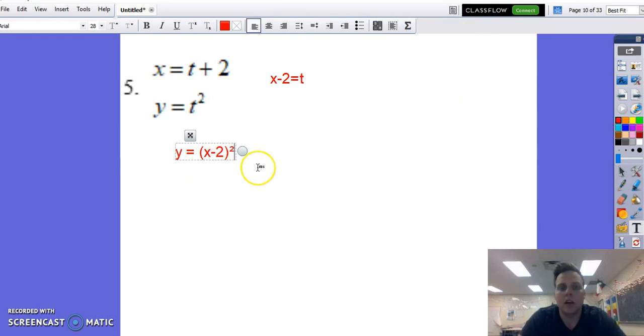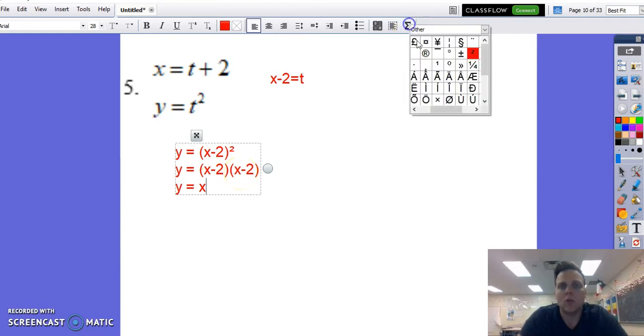Squared. Okay. And then the test is going to expect that you do something like this. Y is equal to x minus 2 times x minus 2. And then it's going to expect you to multiply it out. So that would be first times first. So x times x, which would be x squared.